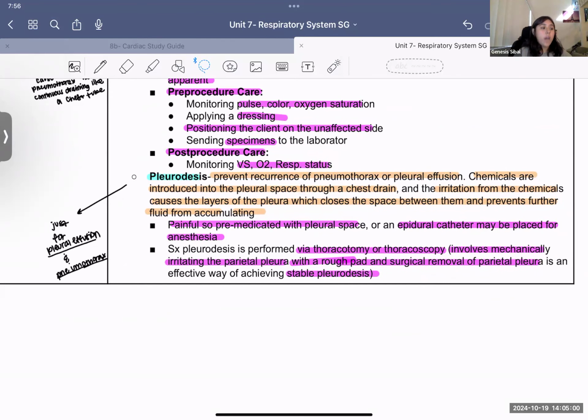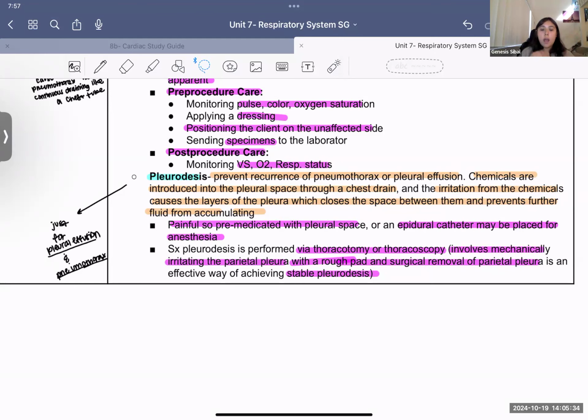And then a pleurodesis, this is different. This is to prevent a pneumo or a pleural effusion, because again, you're having a collapsed lung that's happening with the buildup of either fluid or blood or just air. Chemicals are introduced into the pleural space with the pleurodesis. I think one could be doxycycline or other things, but basically this irritation from the chemicals causes the layers of the pleura to actually close. So that's why a pleurodesis can be used for a pneumothorax, because it's closing and fixing that problem.